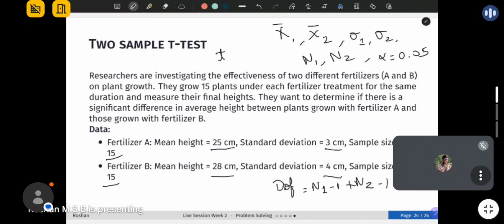Should this be a two-tailed t-test or one-tailed t-test? Two-tailed. Yes, two-tailed. We don't know for sure whether there is an increase or decrease.